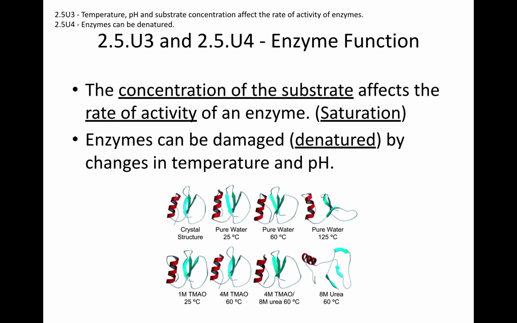So the two things that can denature an enzyme are temperature and pH. If you notice in this example, this is a crystallized structure of a protein, and you can see it at different temperatures. You notice that the shape changes, and by the time it gets to 125 degrees Celsius, it's pretty much unfolded and lost its tertiary structure. So it would then be called denatured.